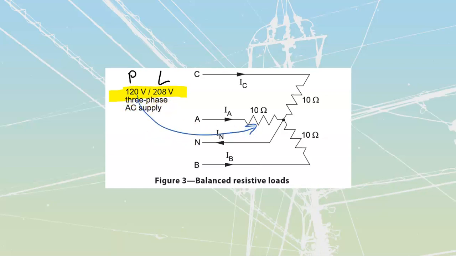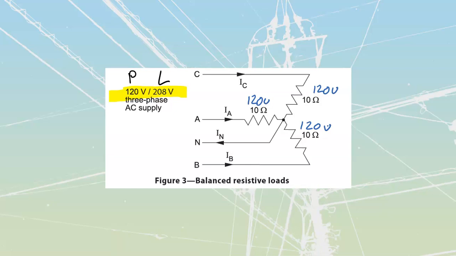This 120 volts gets placed across every single one of these resistors over here. So let's just quickly do that. We'll put in 120 volts on top of each of these. 120 volts, 120 volts, and 120 volts over here.